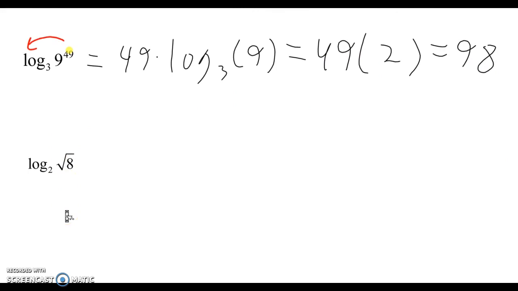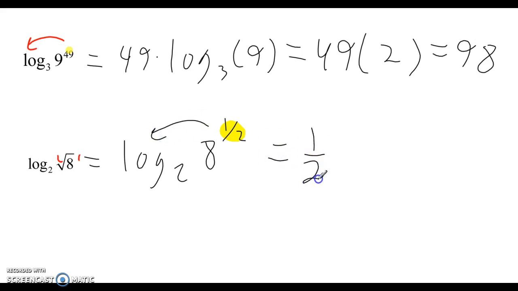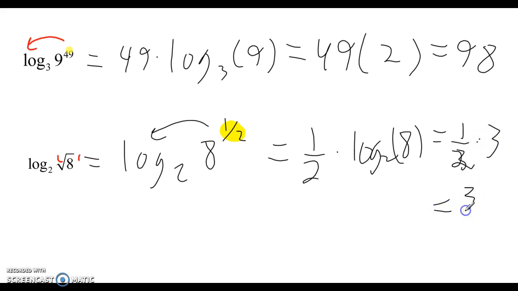This one may not look like an exponent in disguise, but it is an exponent. So this would be log base 2 of 8 to the what fractional power? If you think about the fractional power there, this is second root first power there. So this is 1/2 power. Well, now that we see that 1/2 power is really just a square root in disguise, we can move that down. And so we can say this is 1/2 times log base 2 of 8. And log base 2 of 8 is 3, so 1/2 times 3 is going to be 3/2.